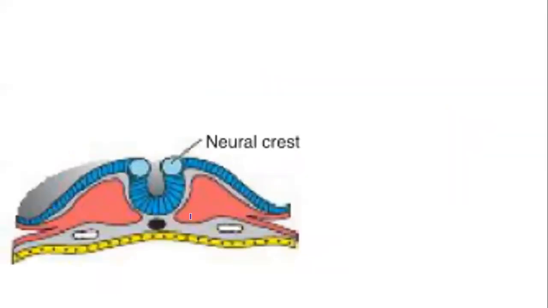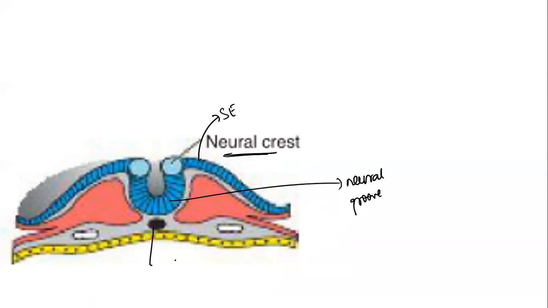Yes, so this is a picture, right? This portion is my neural groove, and this is my surface ectoderm. Can you make out the junction of the surface ectoderm and the neural groove? Yes, it is present with certain cells called neural crest cells. And this is my notochord. And these are somites, which we will see in the next class, right? They are all part of the intraembryonic mesoderm. So this is your somite.